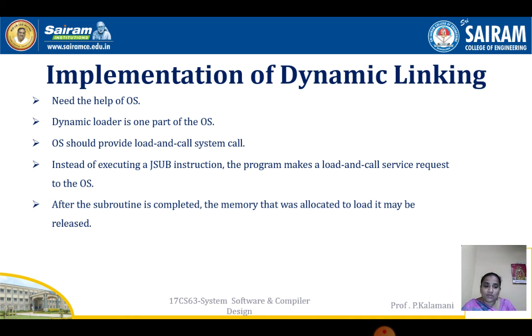Dynamic linking should be done during the execution time, so it needs the help of the OS. The dynamic loader is one part of the OS, that is, the operating system. The operating system should provide a load and call system call, and instead of executing a jump subroutine instruction, the program makes a load and call service request to the OS. After the subroutine is completed, the memory that was allocated to load may be released. So once the subroutine is called, it will be executed, that memory space will be released, and that will be used by some other program. This is the advantage of dynamic linking.